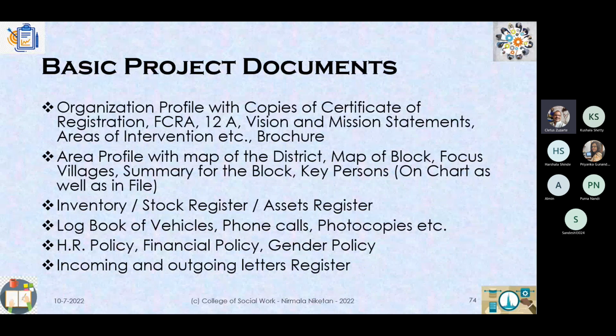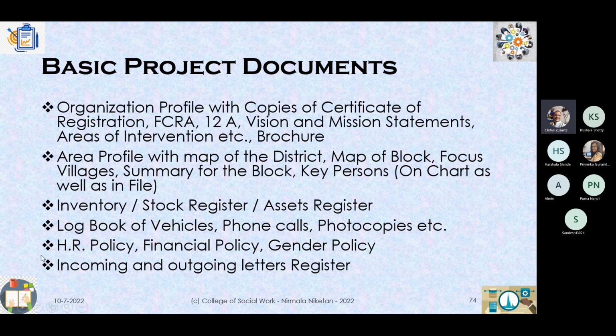Now, when you go there, what are the documents that you can look for? These are the listing of the various documents that you can look for when you go for an evaluation. One thing is, of course, the organization profile. You can look at their registration documents, because if you're going in from a funding agency, you'll need to look at some authentic documentation. You can look at the area profile map. You can look at inventory, stock registers, asset registers, and the logbook of vehicles. Many times organizations use vehicles. What are the phone call records? Of course, now we have mobiles. I also used to look at phone call records sometimes to understand the number of calls made in terms of actual interventions made, photocopies, HR policy, finance.